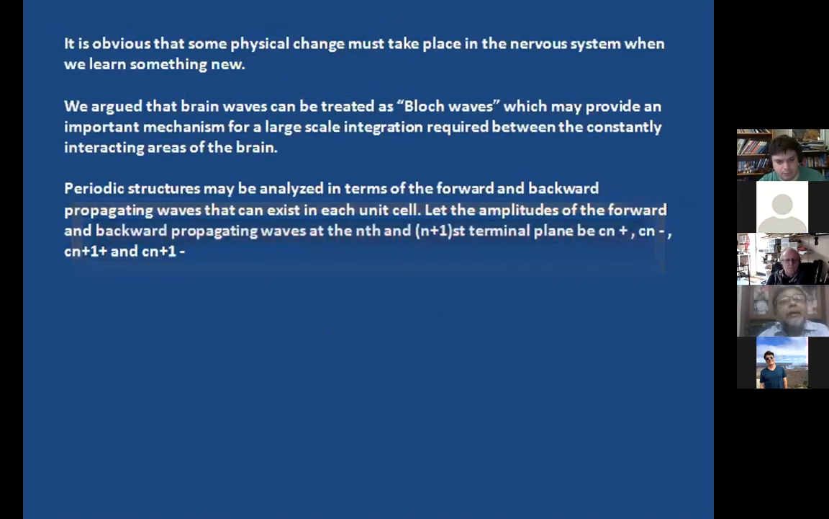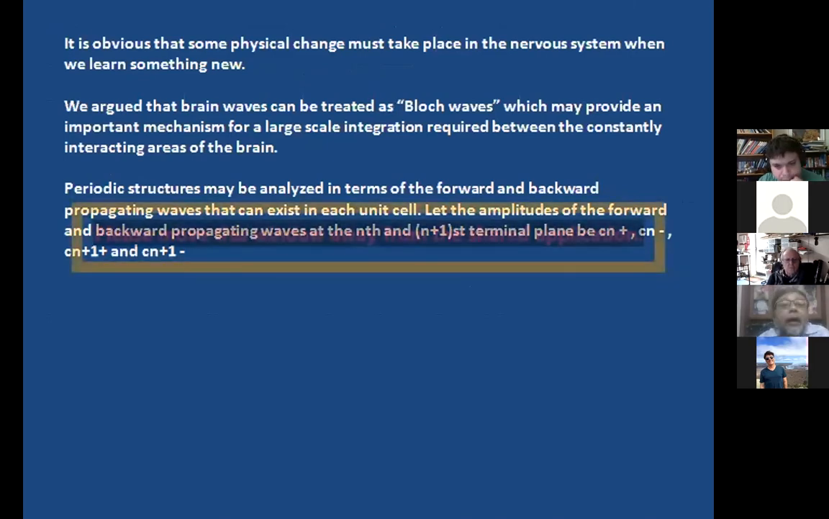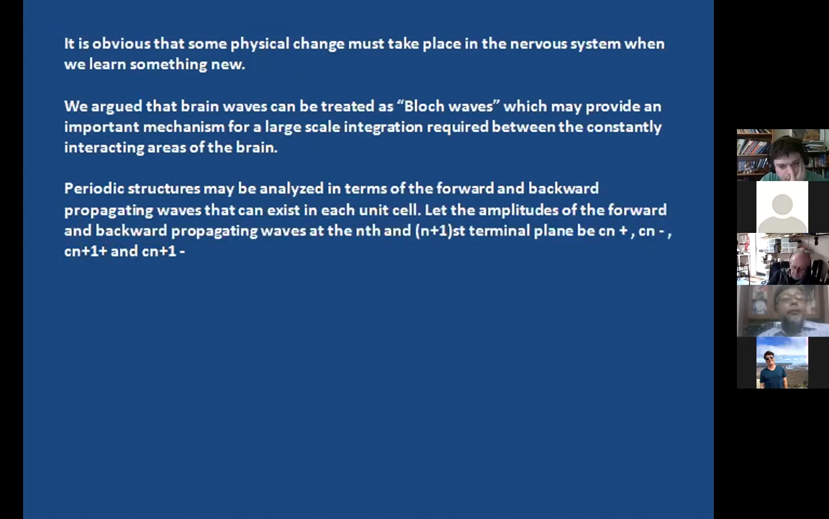It is obvious that some physical change must take place in the nervous system when you learn something new. So we argue that brain waves can be treated as Bloch waves, which may provide important mechanisms for a large scale integration required between the constantly interacting areas of the brain. And the periodic structures may be analyzed in terms of the forward and backward propagating waves. So we would come to that.